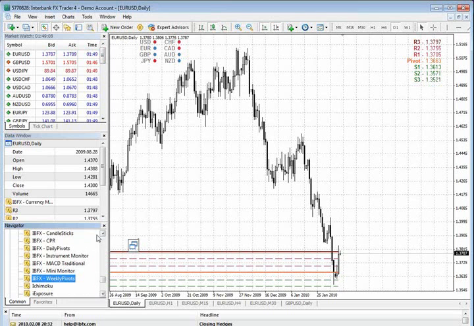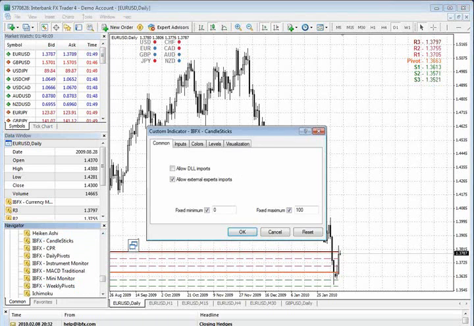Okay, so candlestick, CPR. Love this indicator.